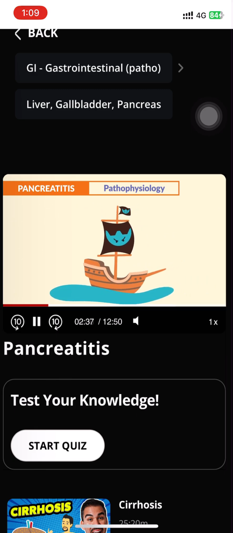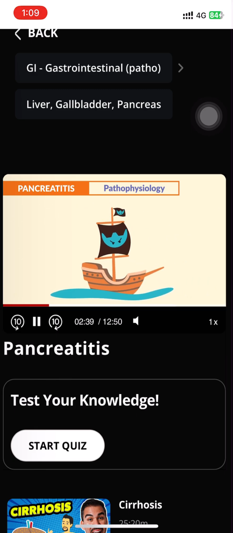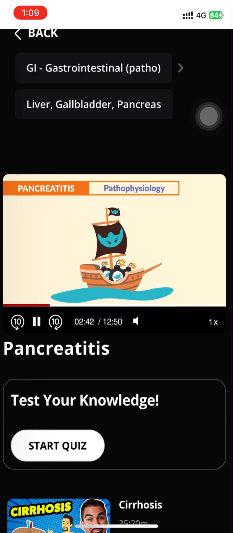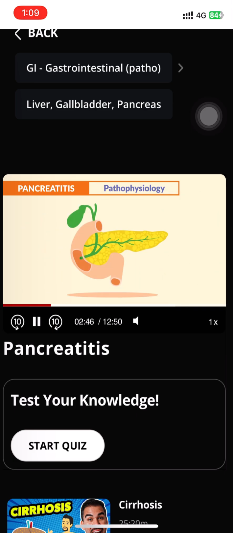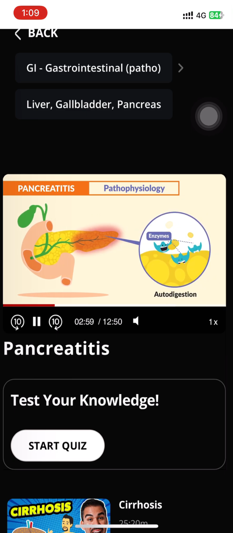It's kind of like having a pirate ship, and you know how they shoot out cannonballs. But what if those cannonballs explode within the pirate ship and sink your ship? Well, in the same way, it's kind of like having these enzyme bombs exploding inside the little pancreas here, causing supersized inflammation as the pancreas digests itself. This is what is meant by autodigestion.